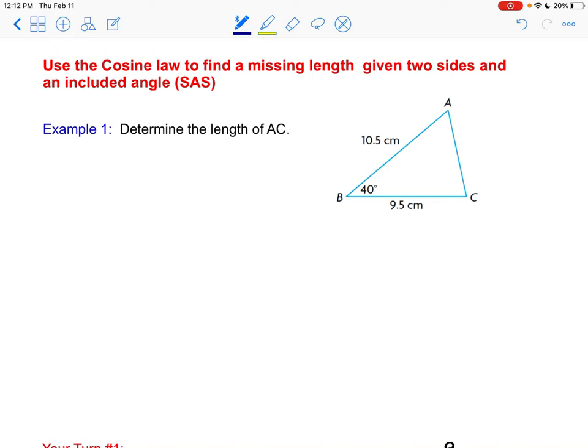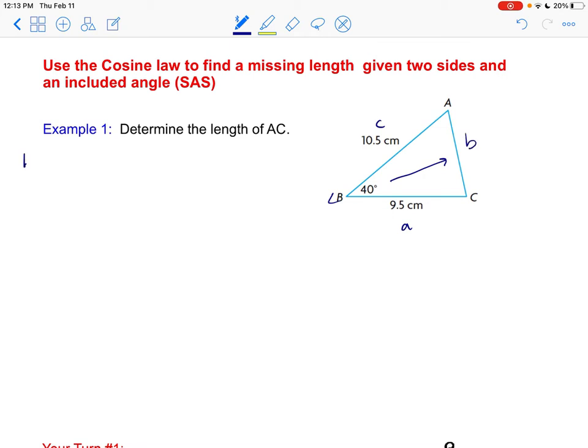Okay, so let's do an example using the cosine law now. Just like it says there in red, we're going to use the cosine law to find a missing length given two sides and an included angle. So we have side C and side A, and they are on either end of angle B. So this is a case where we use the cosine law to find this measure here. The opposite side would be side B.